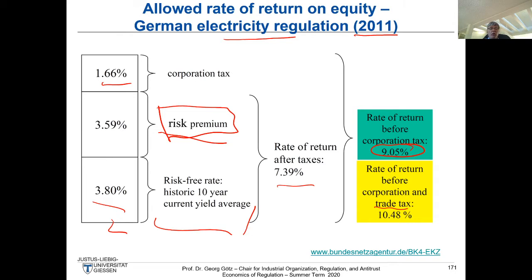It's called for Neuanlagen, that is for new investments. Okay, that's what you're allowed to earn. That's how your capital costs are determined, and you get the impression that this is rather high.